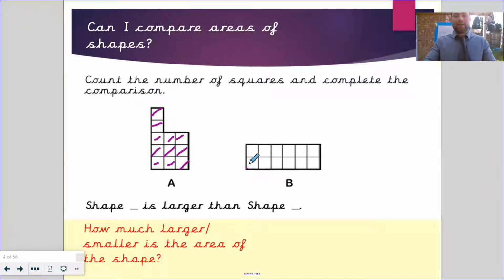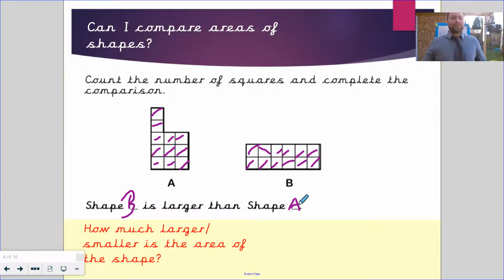Now let's go to shape B. 1, 2, 3, 4, 5, 6, 7, 8, 9, 10, 11, 12. This has an area of 12. So which shape is bigger? Shape B is larger than shape A, because shape A only has 11 squares, an area of 11, and shape B has an area of 12. Because it has a larger area, that means it's a larger shape.